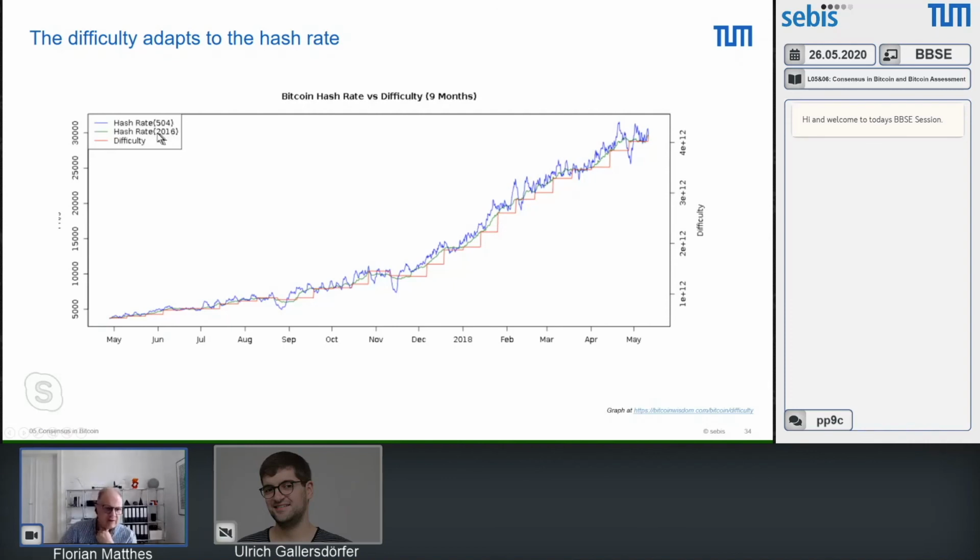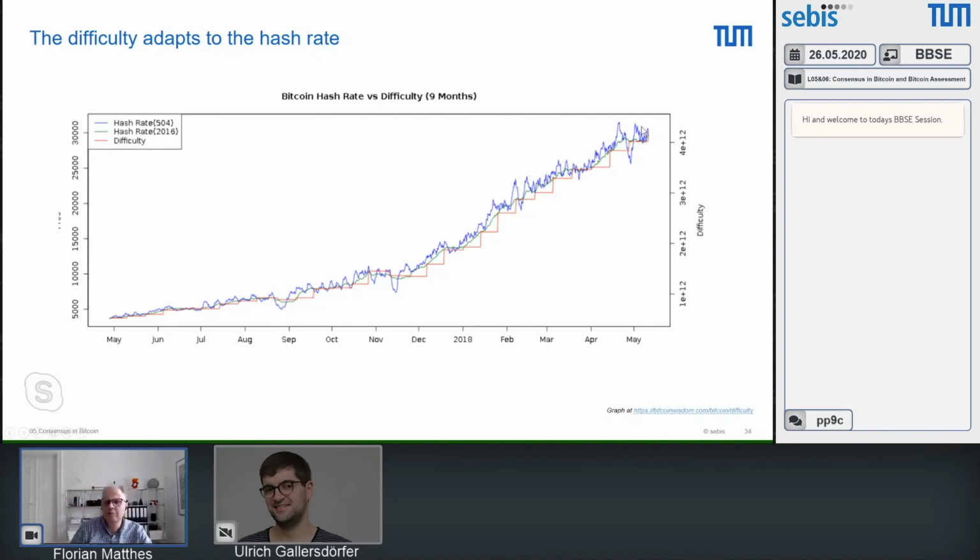And then if you look at this, the difficulty gets adjusted. It goes up the whole time because the hash rate goes up. So it follows more or less the hash rate with a certain delay. Here, I think, it even went down, so the difficulty went down to go up again. So that's more or less a self-regulating system, so that the system is resistant to increases in hash rate.